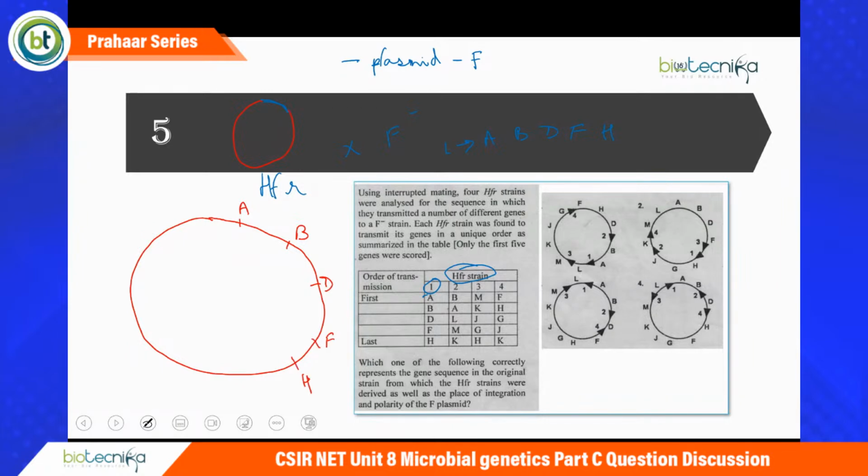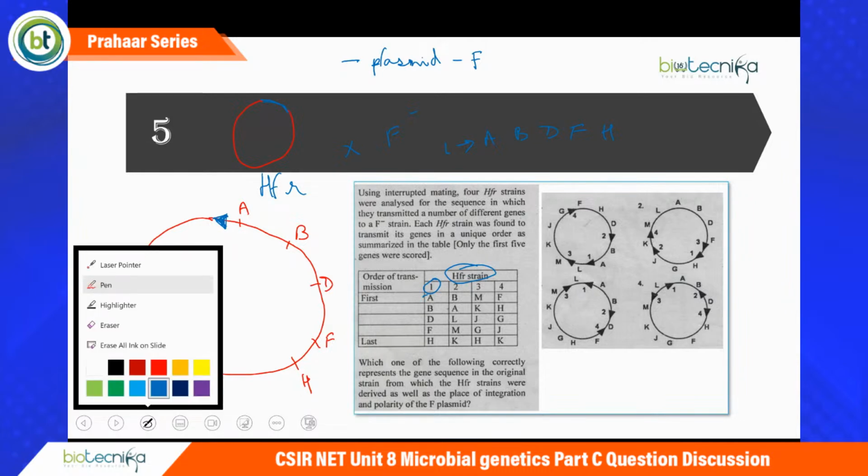Now, regarding the integration site of the F plasmid, it is integrated in such a position and in such an orientation that A is going first, followed by B, D, F, H. What does that mean? The F plasmid must be at this position and present in this orientation. The arrowhead shows the direction of orientation. Only if it is present here will A go first, just like it is pulling. So A will be pulled first, then B, D, F, H, and it can only happen if the DNA here is moving anti-clockwise. This is how we have placed the first strain.